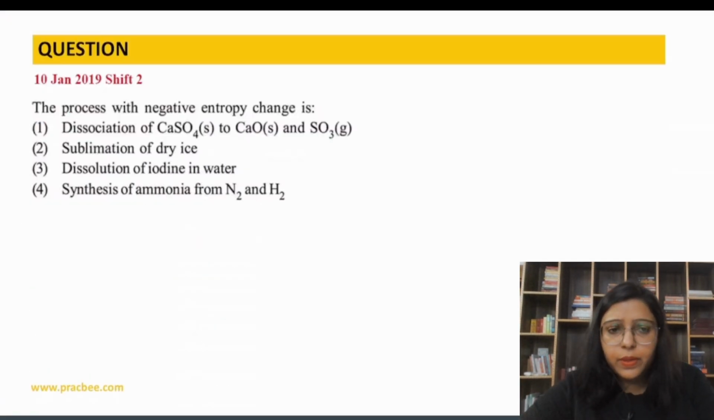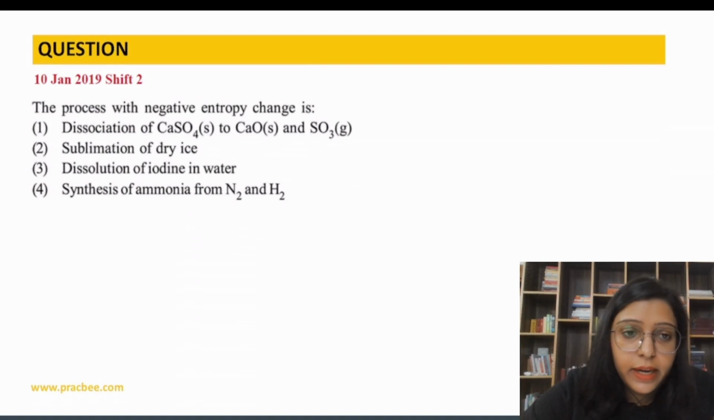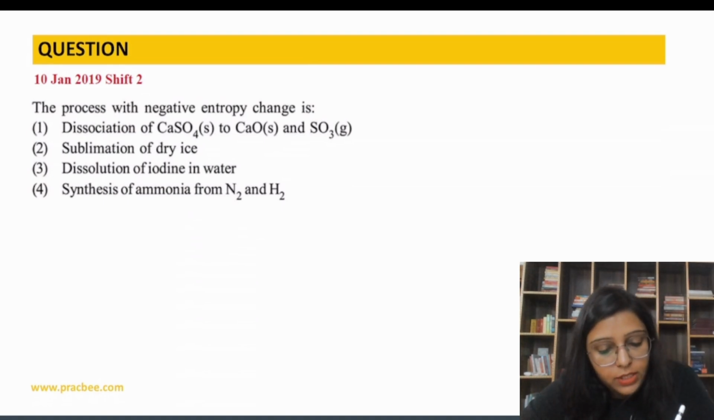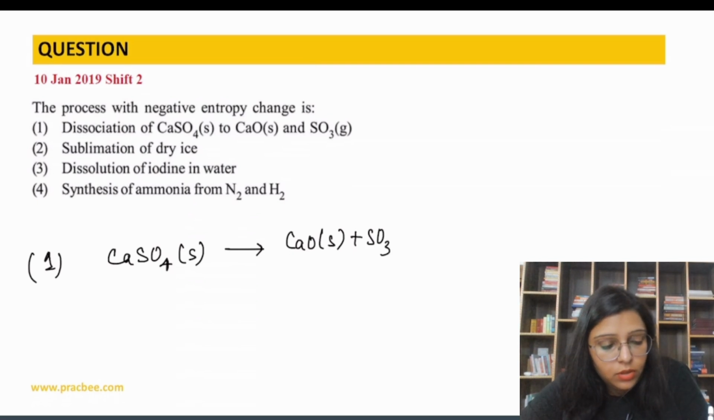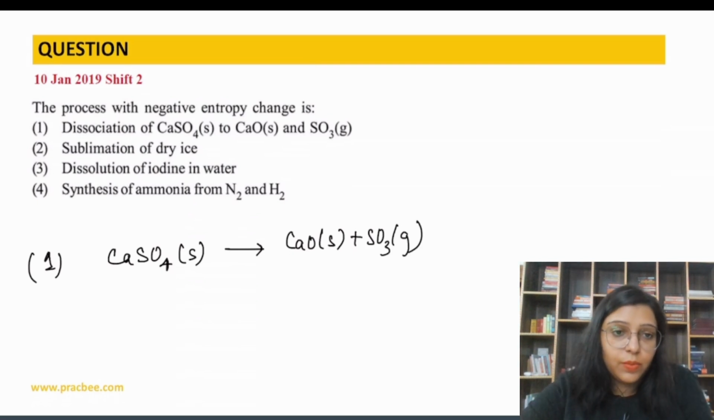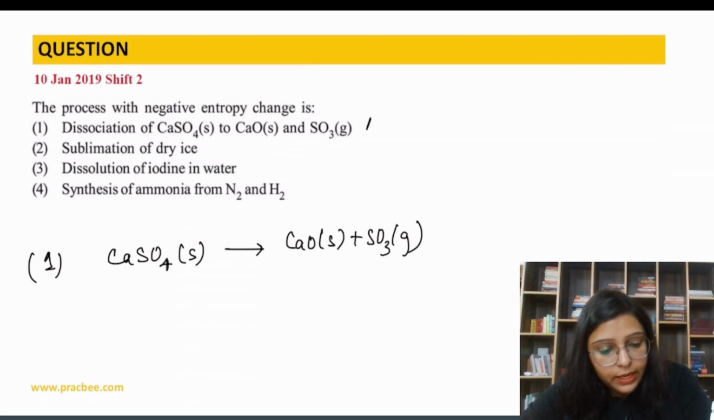Okay. So same type of question. The process with negative entropy change. If we see option number 1, the dissociation of calcium sulfate to calcium oxide and SO3 gas. So here a solid substance is converted to gas, right? And which can increase the randomness, the disorderness. So here delta S is going to be positive.